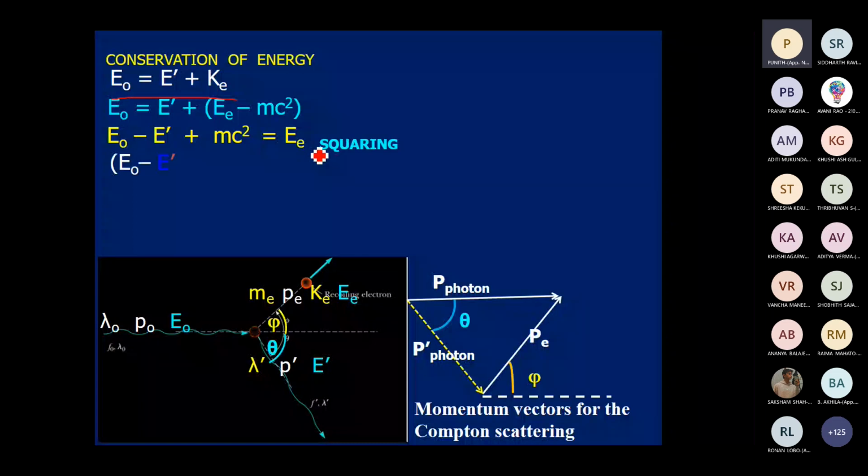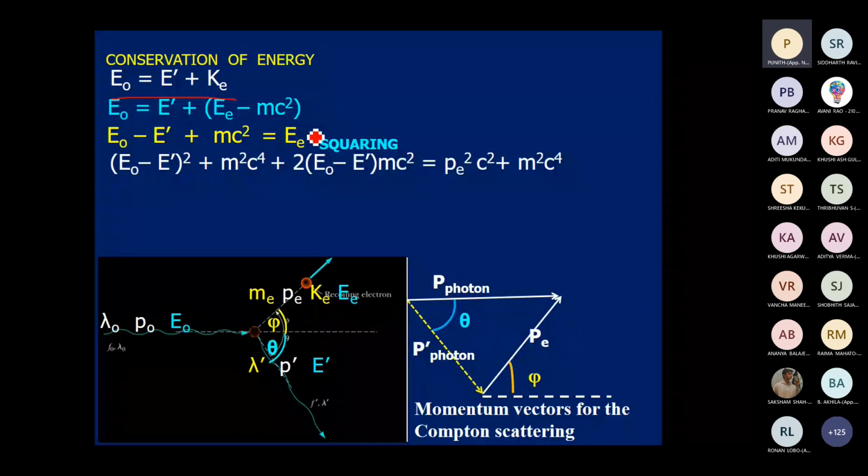You get certain terms which get cancelled, the two terms marked in red, and we need to look for the momentum of the electron, PE. In order to determine the momentum of the electron, we introduce the conservation of momentum principle.